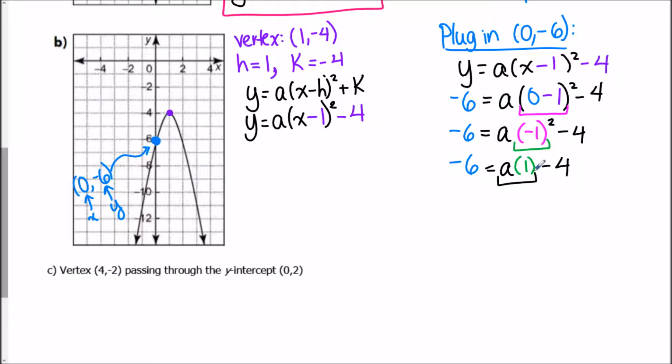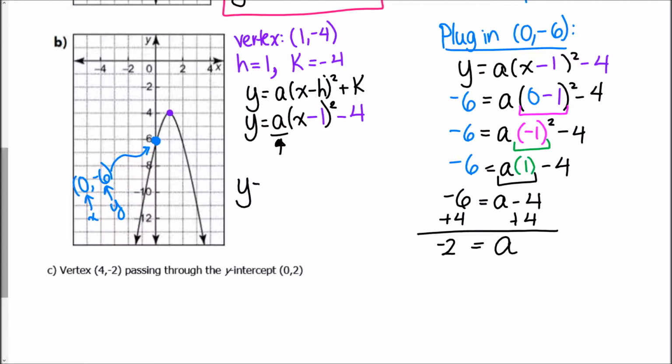Well, a times 1 is just a, so I get negative 6 equals a minus 4. Okay, so the last thing that I need to do right now is I need to add 4 to both sides to get this a alone. And here I end up getting a equals negative 2. So now that I know what a is, I can plug it in for this a right here. So my equation is going to say y equals, if a is negative 2 here, I can say negative 2 times x minus 1 squared, and then I've got minus 4.